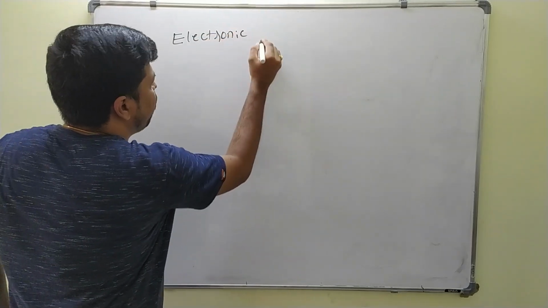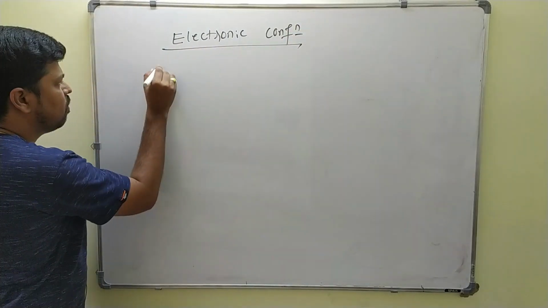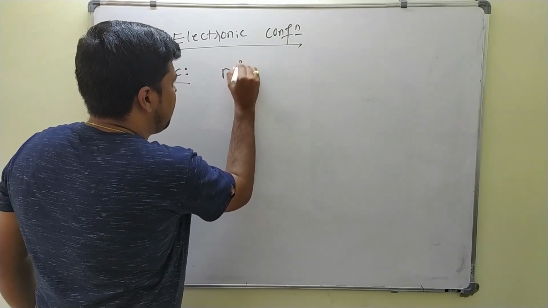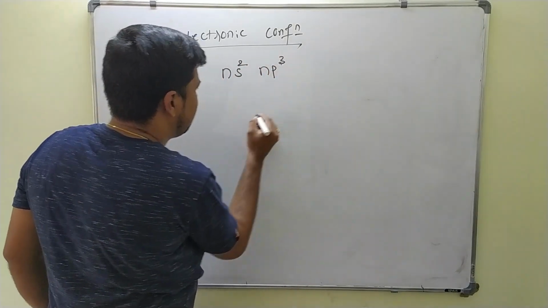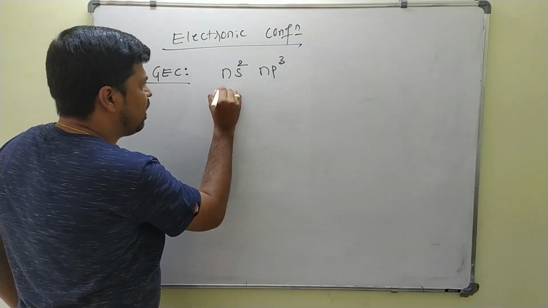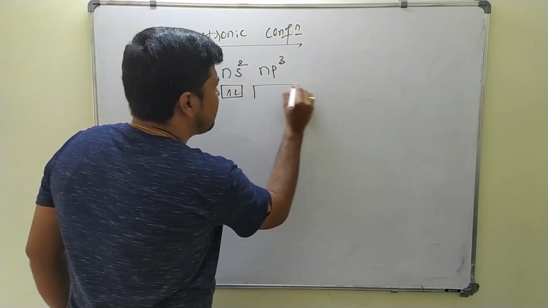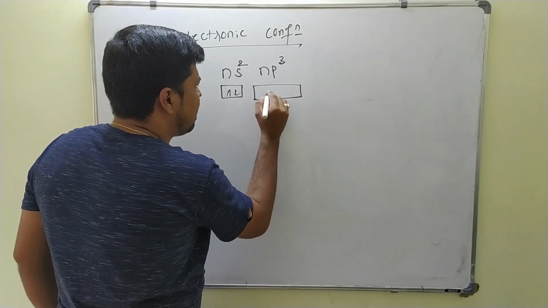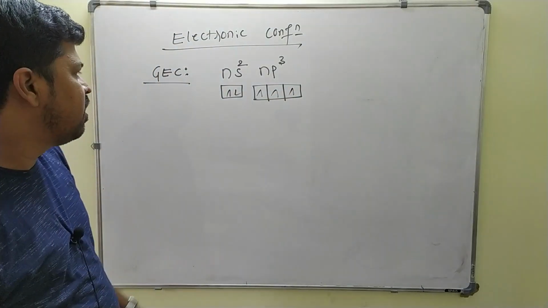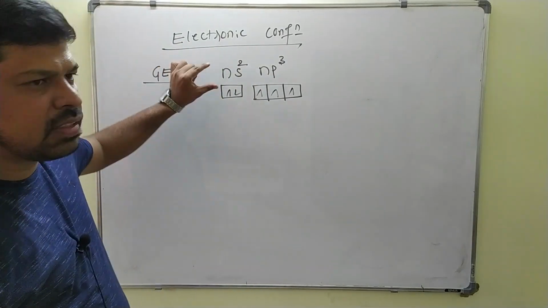We will discuss the electronic configuration of group 15 elements. First we will write the general electronic configuration, that is ns2 np3. These group 15 elements have 5 electrons in their valence shell: a completely filled s orbital, where 2 electrons are present, and an exactly half filled p subshell. Each orbital is singly occupied.